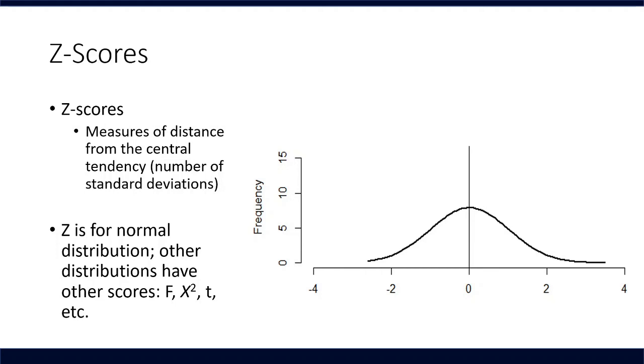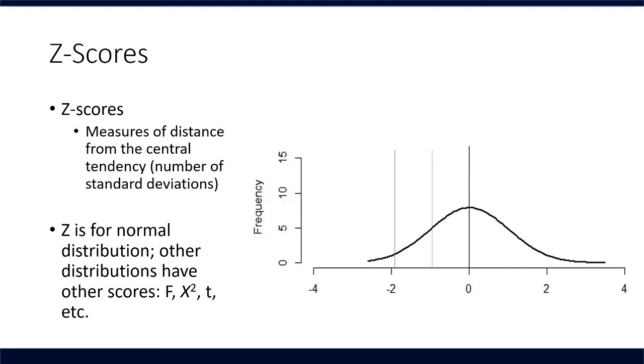Right? If you go one standard deviation away from the mean, that's a z-score of 1. 2 standard deviations away is a z-score of 2. And this term z is used for normal distributions. Other different types of distributions have other kinds of terms, right? If you're looking at an F distribution, you're talking about an F score. Chi-square distribution has a chi-square score. A T distribution has a T score.